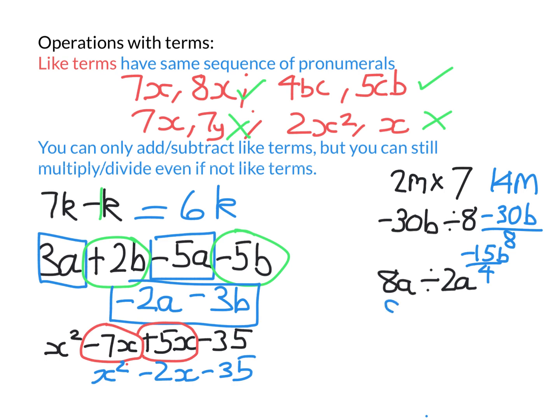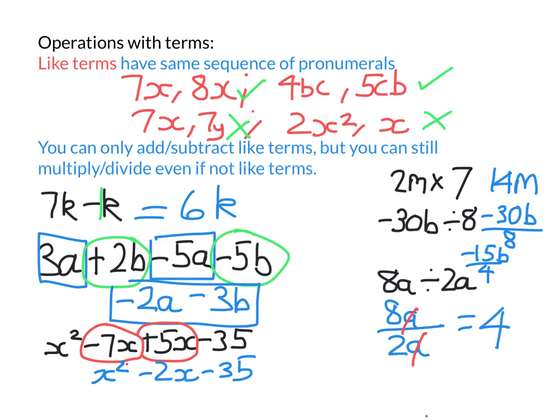Well, again, for a division, I'm going to write it with a fraction line, 8a divided 2a. Now, if there is something that is on the top and the bottom, which is common, you can cross them out. A divided by a is just 1. So I'm left with 8 divided by 2, which is 4. So I couldn't cross out here because there wasn't a b on the bottom, but if you have the same pronumeral top and bottom, it can be crossed out.